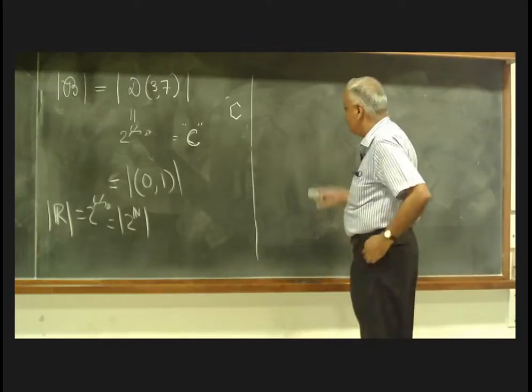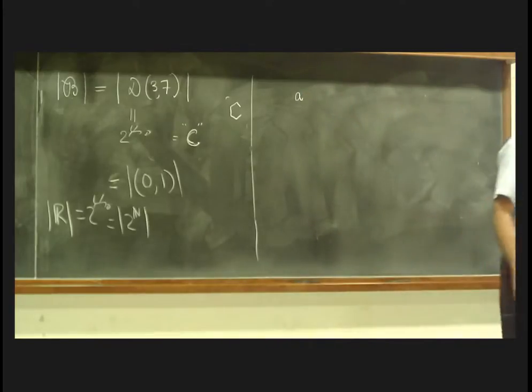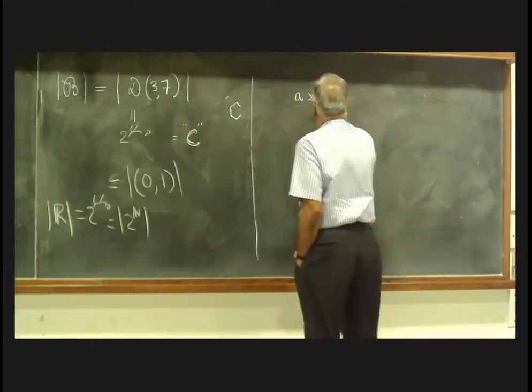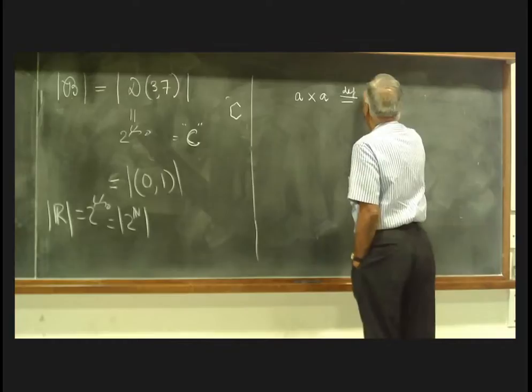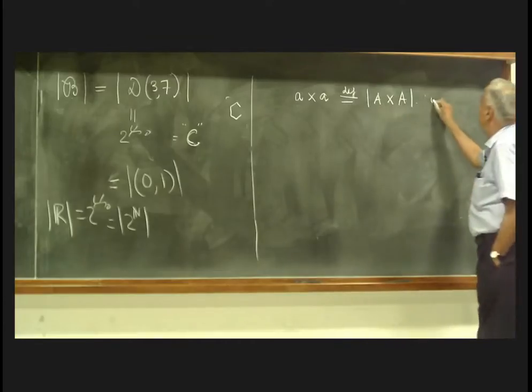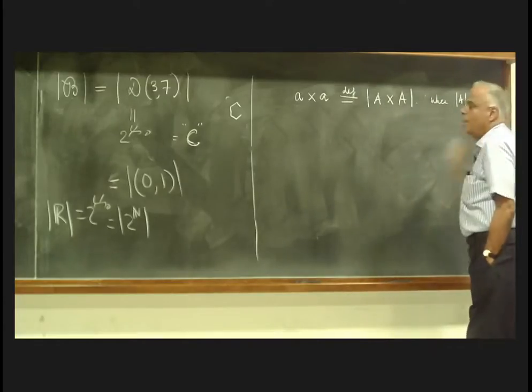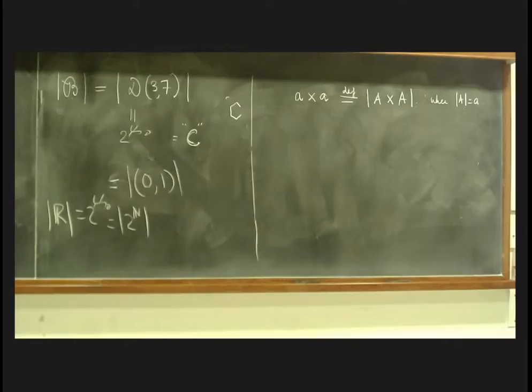One more point I want to make is just for you to think. Okay, suppose I have a cardinal number. Now I have defined a into a. How did I define? This is the cardinality of A cross A, where A is a set with cardinality a. A into B was the cardinality of A cross B, where A has cardinality a, B cardinality b. Now I am taking both a and b the same. So a into a is the cardinality of A into A, where the cardinality of the set is the little a. Okay.